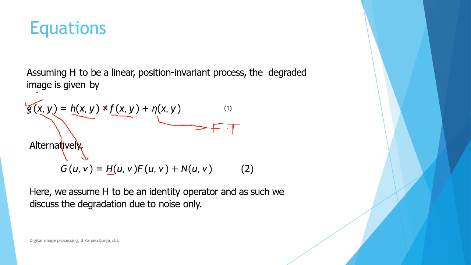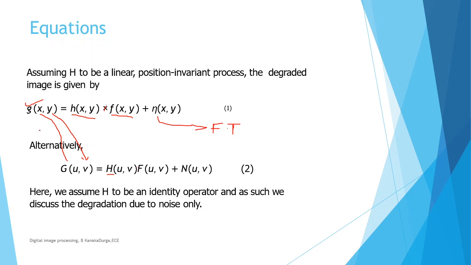Otherwise it cannot be possible. So in this we have to remember mainly the degraded image equation, which in the spatial domain is g(x,y) = h(x,y) convolved with f(x,y) plus n(x,y).